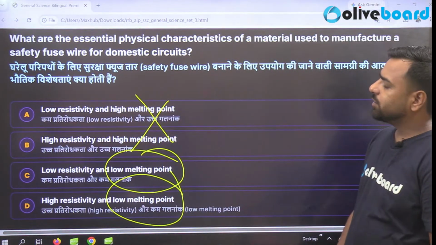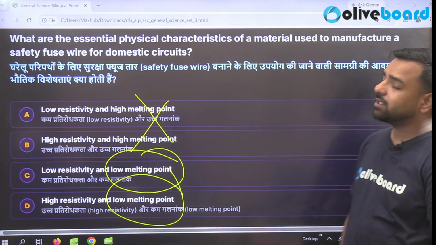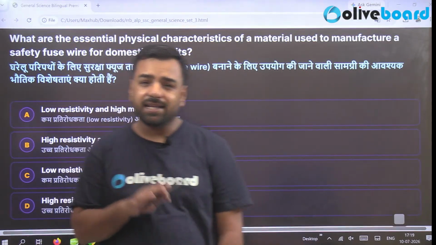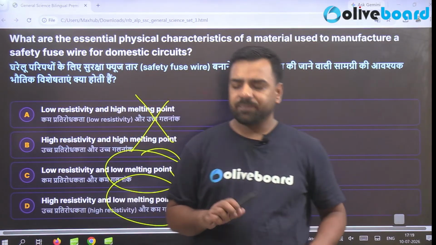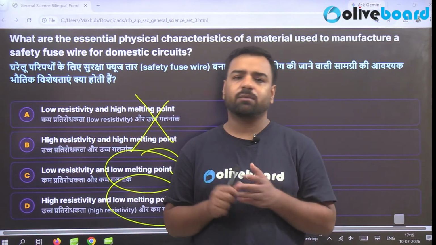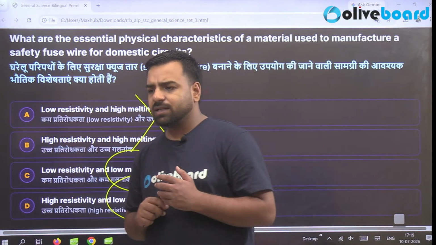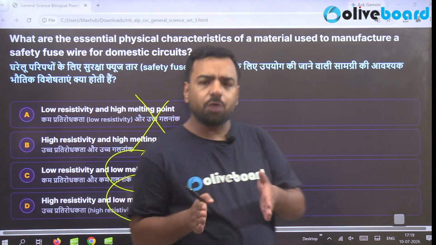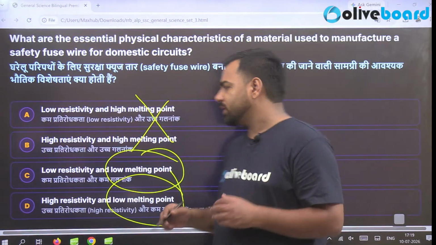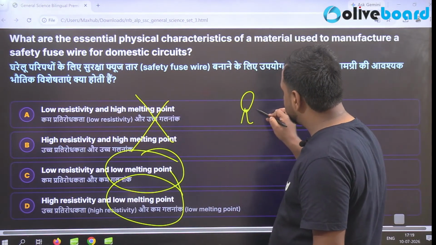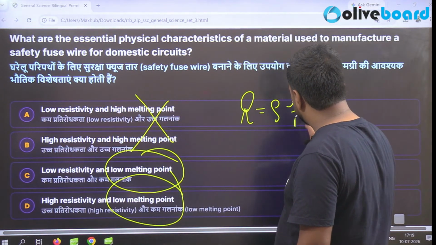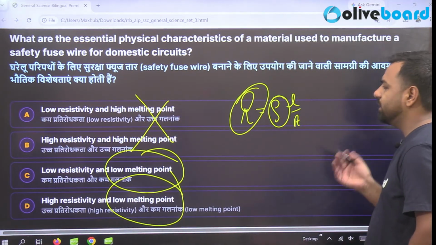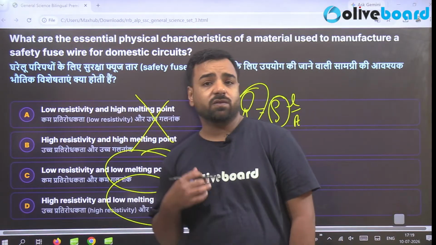Now tell me, should it have low resistivity or high resistivity? Here you must remember that it should have high resistivity. If I talk about resistivity and resistance, you must understand both things. Resistivity is basically the intrinsic property of a material, right? Resistance is actually the obstruction in the flow of charge. The formula of resistance is R is equal to rho L by A, where rho is resistivity and R is resistance, where resistance is directly proportional to the length and inversely proportional to the area.